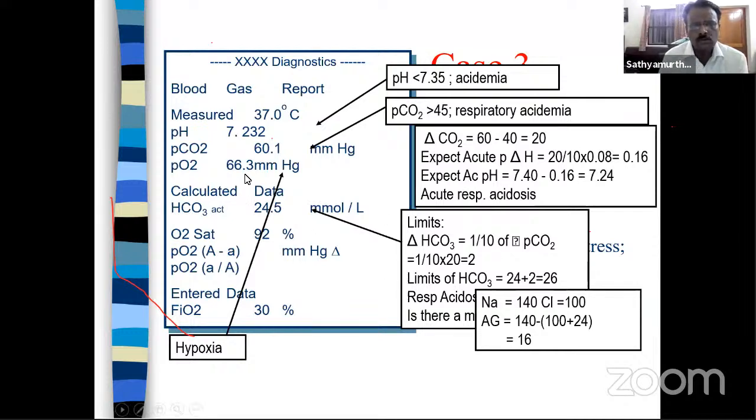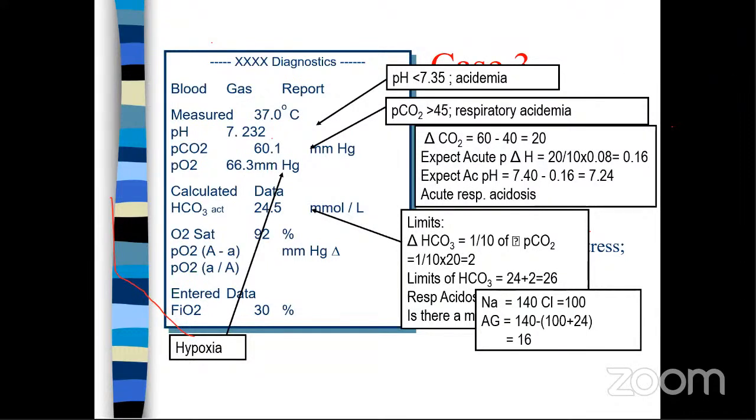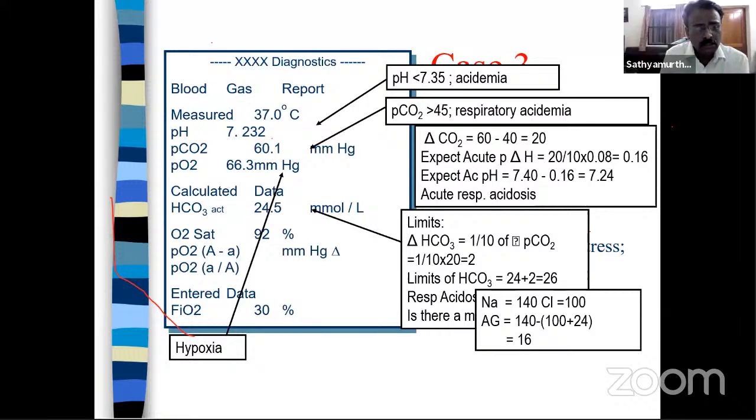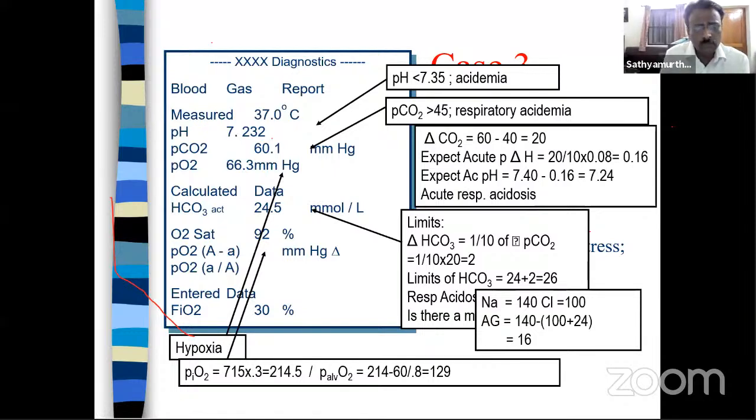Patient's PO2 is 66. Less than 80 is hypoxia, but it is okay. Once the patient has hypoxemia, look at the AA difference. How do you calculate the AA difference? You first calculate your alveolar O2. So alveolar O2 is 129. 129 minus your PaO2, so it is 63. So it's a high AA difference. That means the patient has oxygenation failure here.